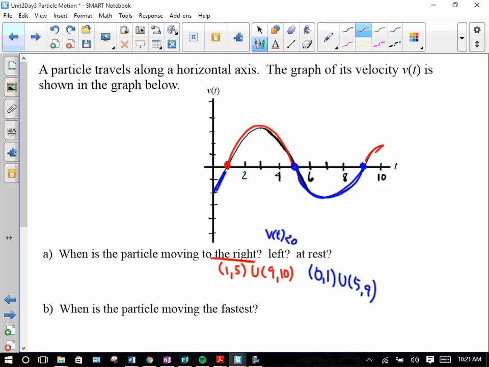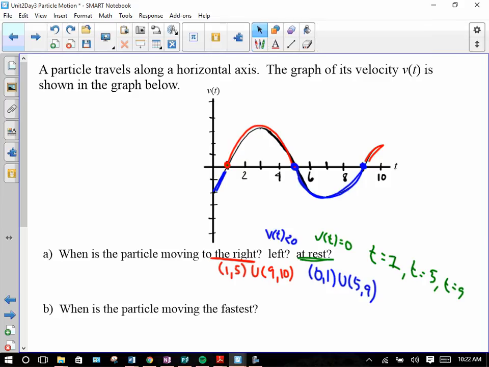Now it asks, where is the particle at rest? Well, our particle is at rest when our velocity is equal to 0. When is our velocity equal to 0? It's going to be t equals 1 is at rest, t equals 5 is at rest, and t equals 9 is at rest. Okay? So again, all we're doing is using the function of our derivative to figure stuff out about our position function. Okay?